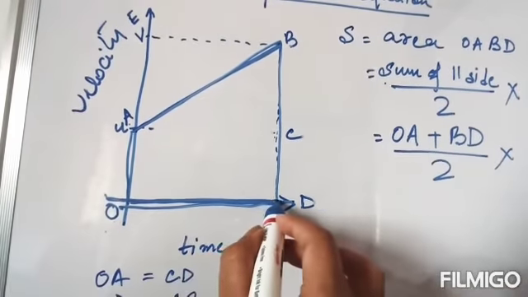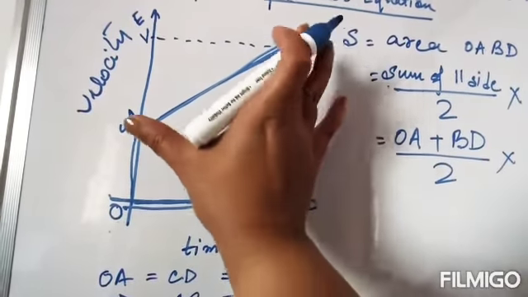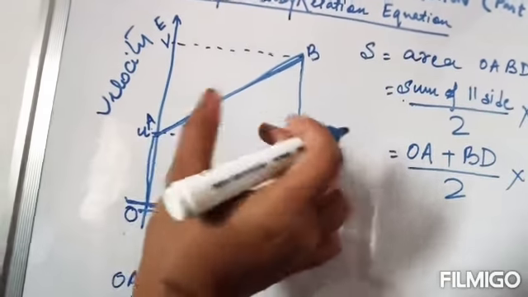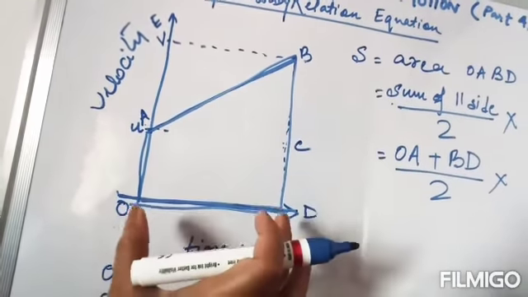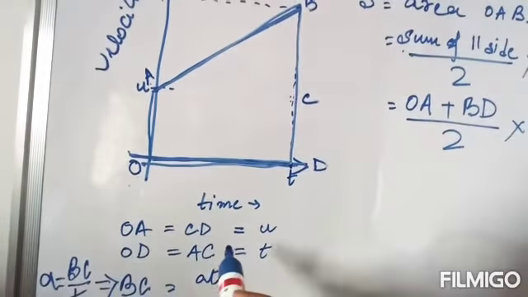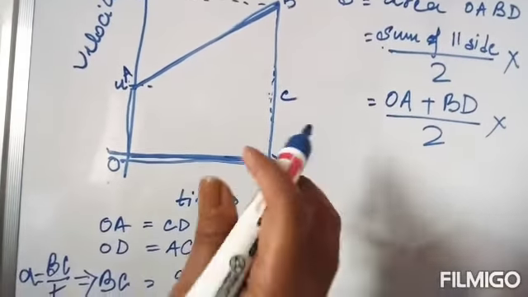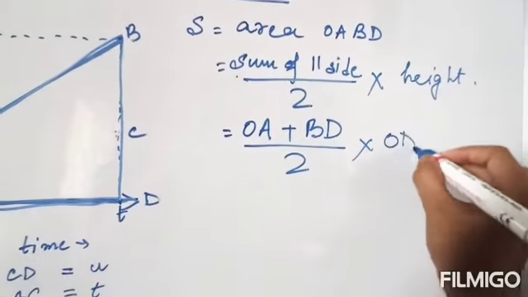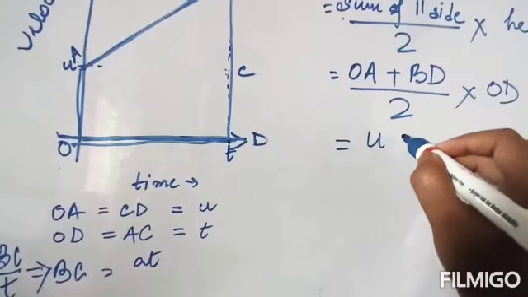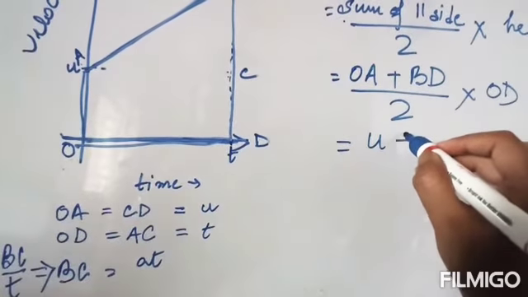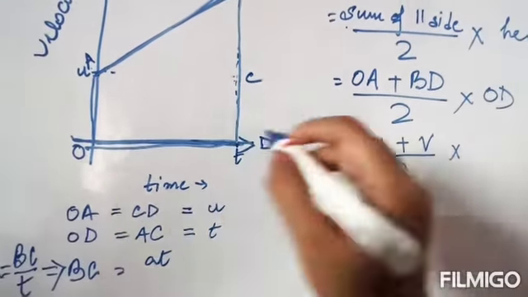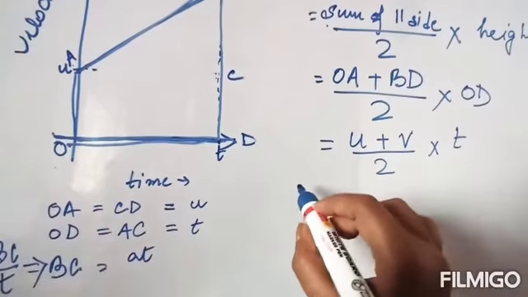Height, if these two are the parallel sides, I can't consider this as the height. This will be the height, either AC or OD. Both are equal, that we have already proved over here. So we can take any one, so I'll be taking OD. So OA means what? U. BD means what? V, by 2 into OD, which means T.